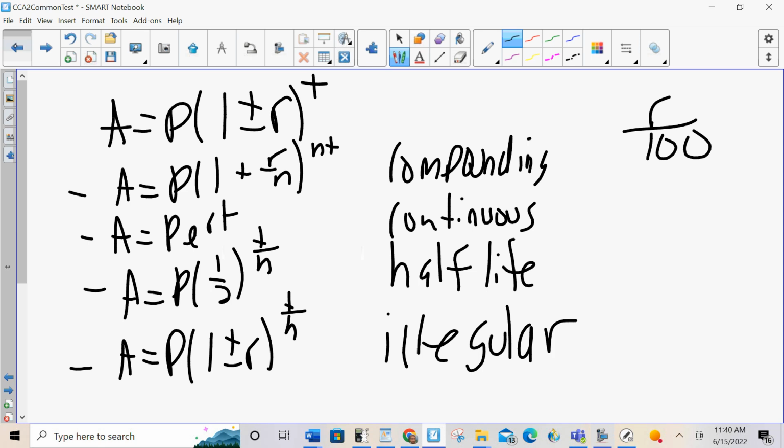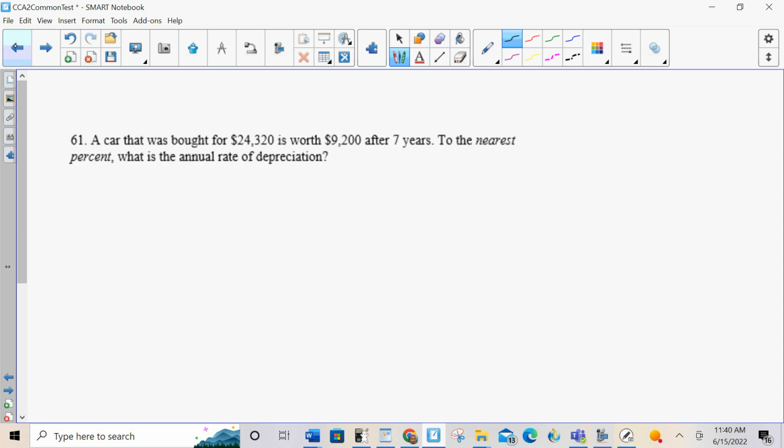So, a car that was bought for $24,320 is worth $9,200 after 7 years. To the nearest percent, what is the annual rate of depreciation? I don't see compounding. I don't see continuously. I don't see half-life. There's nothing irregular. This is my regular standard formula.